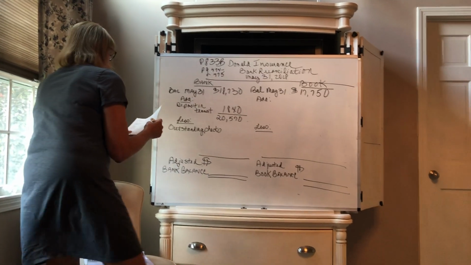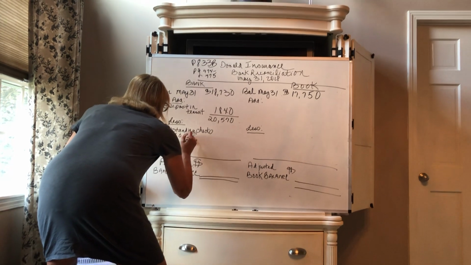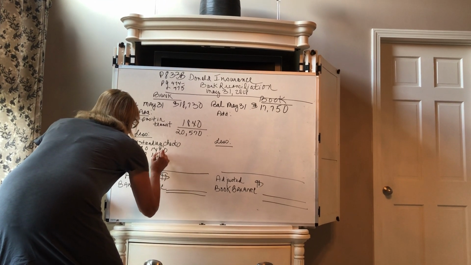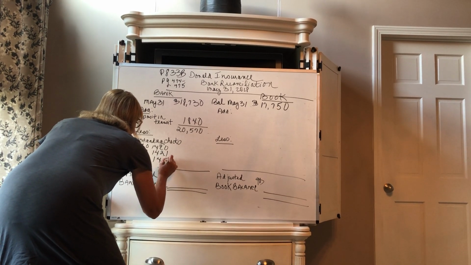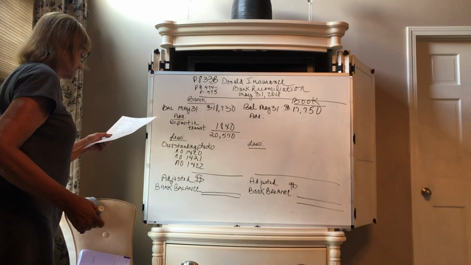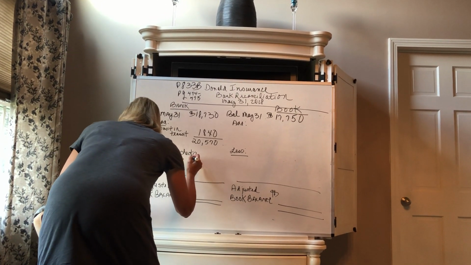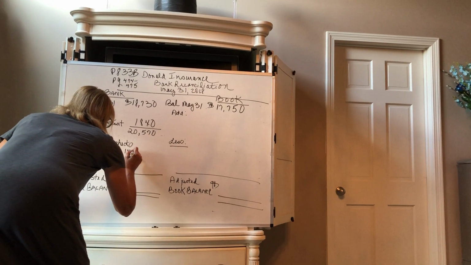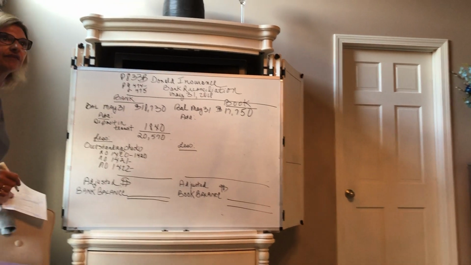So the outstanding checks, and this one they want us to list separately, 1420, 1421, and 1422. Okay, we have to put our amounts. 1420 was for, oh my God, 1420, how confusing is that? They love to do that stuff.